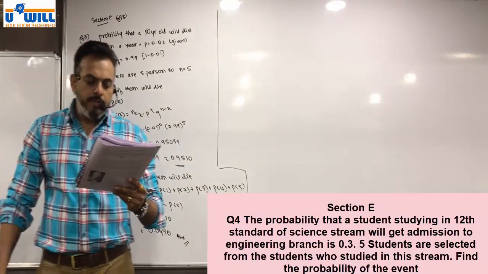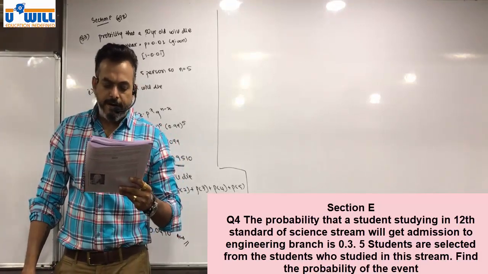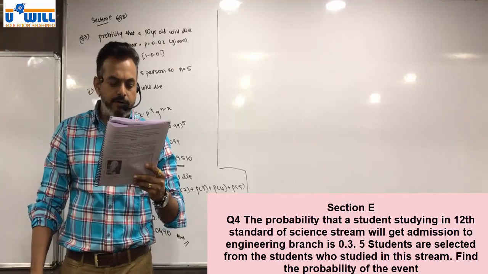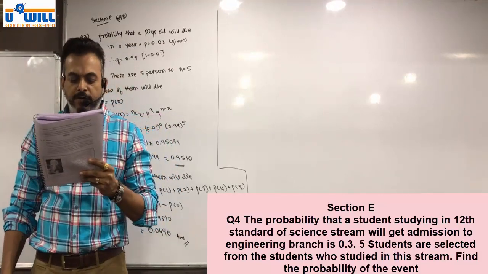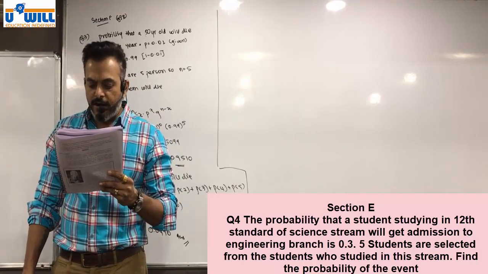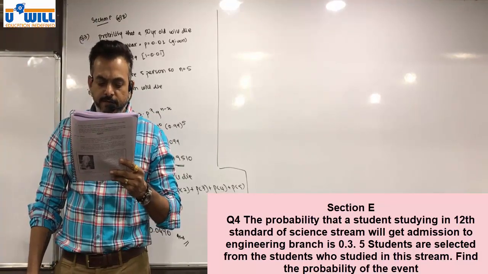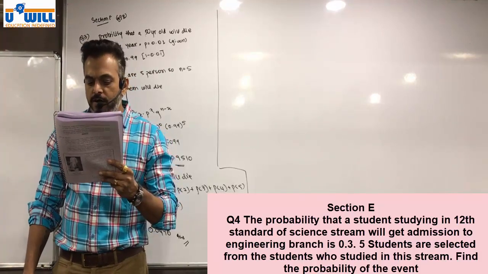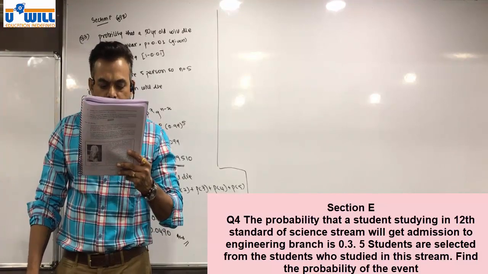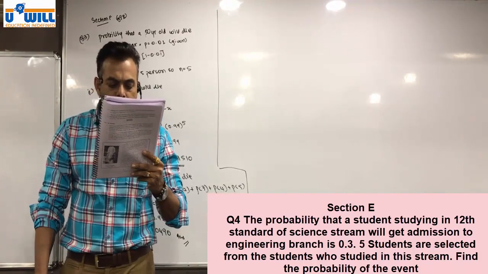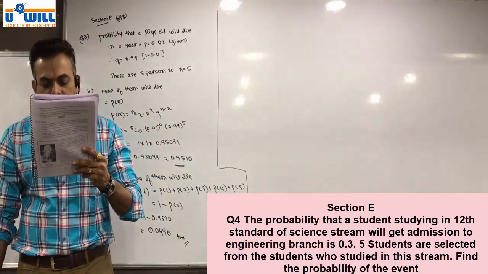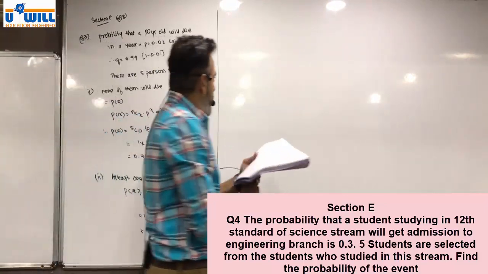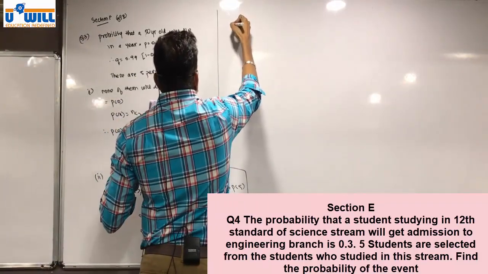Question number 4. The probability that a student studying in 12th standard of science stream will get admission to engineering branch is 0.3. 5 students are selected from the students who studied in this stream. Find the probability of the event that number of students admitted to engineering branch is more than the number of students who did not get admission to engineering branch. Now, first of all, let's write down question 4.